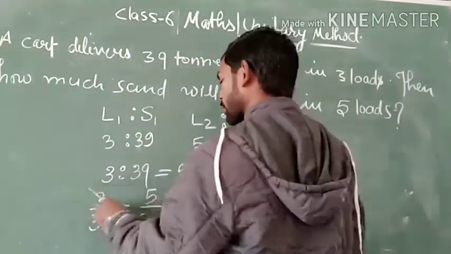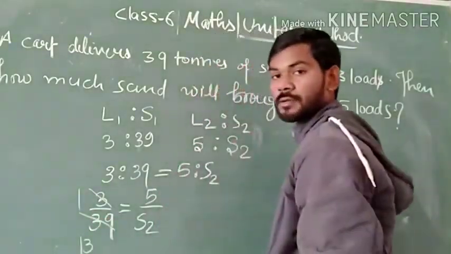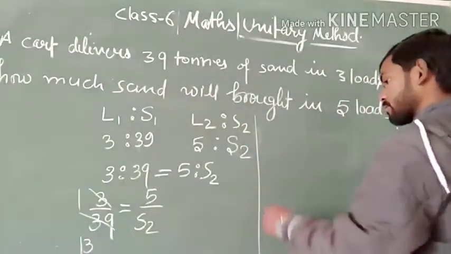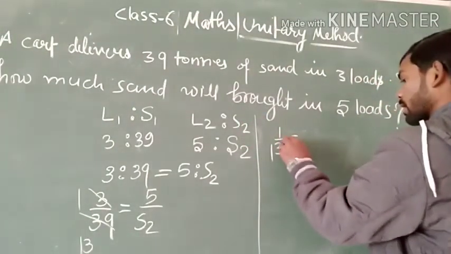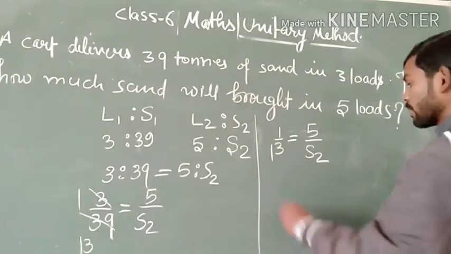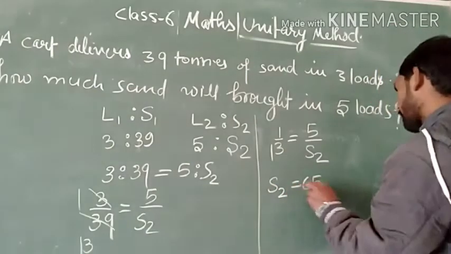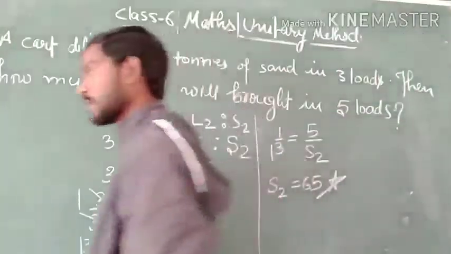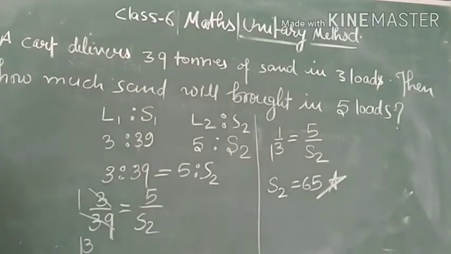Now just solve it. 3 times 13 is 39, so here we get 1/13 is equal to 5/S2. Now apply the concept of cross multiplication. We get S2 is equal to 65. Therefore 65 is the right answer. So this is the ratio and proportion method for the solution of questions which are based on unitary method.